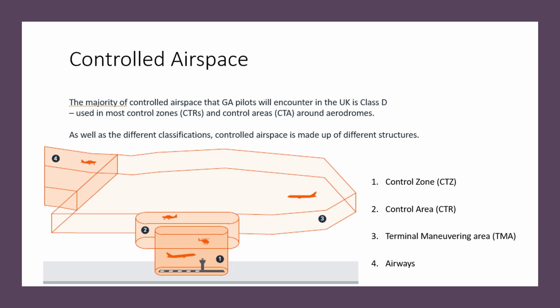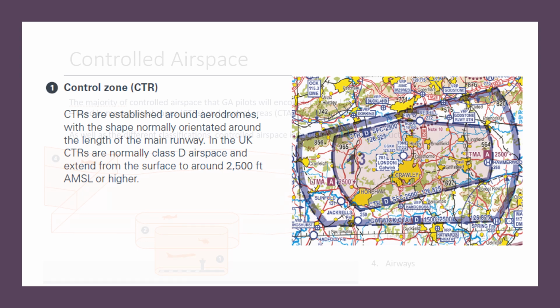Controlled airspace is made up of different structures. This graphic shows the different types of controlled airspace that may surround an airfield. Control zones are established around the aerodrome. Note that the acronym is CTR, not a Z to be seen. They extend from the surface to a specified height.